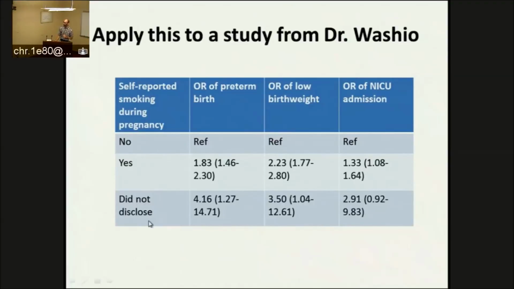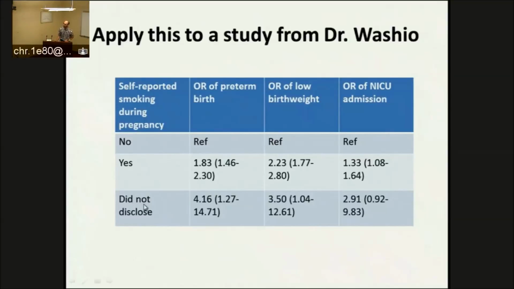What we know, though, about these potentially stigmatizing behaviors is that you will have a lot of false negatives. You're probably not going to have any false positives. No one would admit to using tobacco if they didn't. And then you also have this other group down here, just people that aren't disclosing what they did. As expected, if you used tobacco during pregnancy, you had a 2-fold risk of preterm birth, of low birth weight. You had a 33% increase in the odds of having a baby that was sent to the NICU.